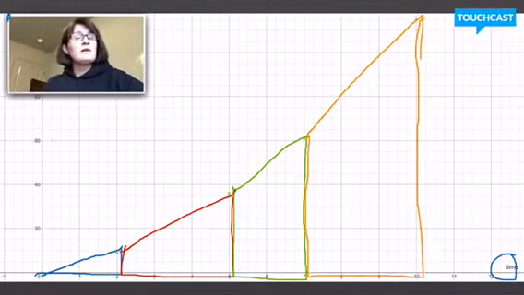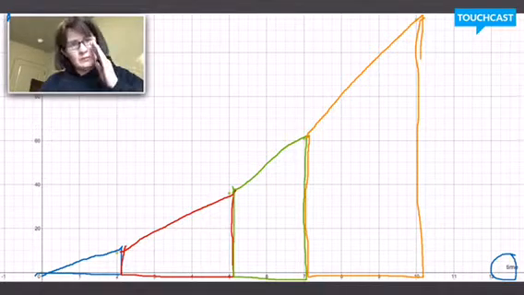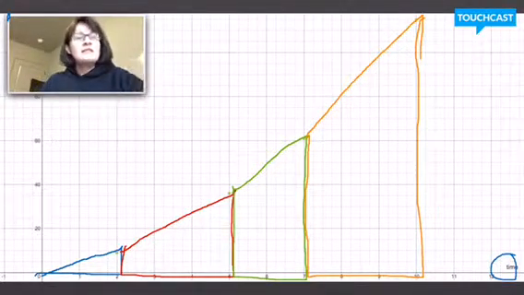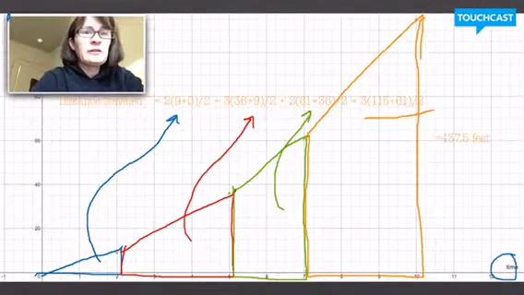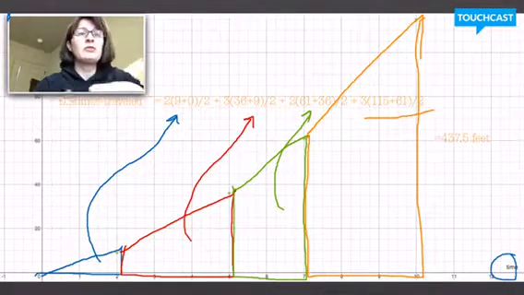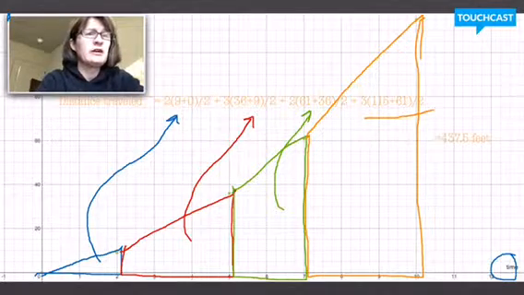So I have 4 subintervals, which means I'm going to have 4 trapezoids. One's a triangle, and I'm going to add up the areas of these 4 trapezoids to find an approximation for distance traveled. So let's make sure we understand where that comes from. That's the sum of 4 different areas, the areas of 4 different trapezoids. So I tried to give you an arrow to show where each of the 4 comes from.